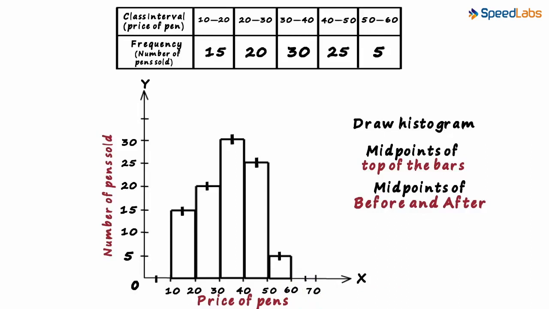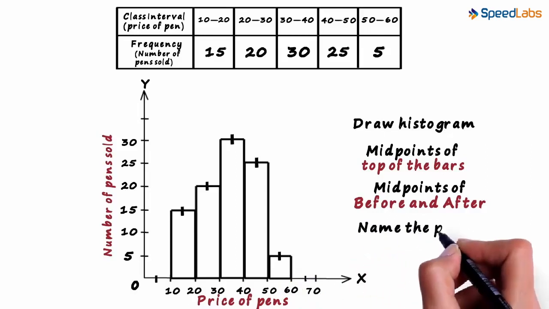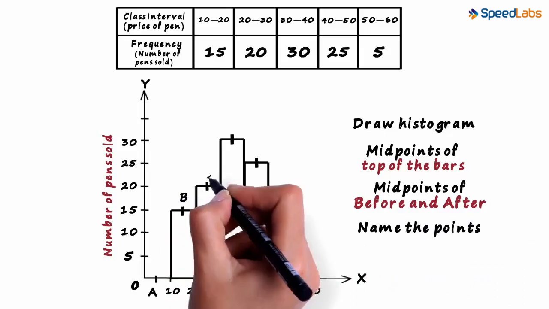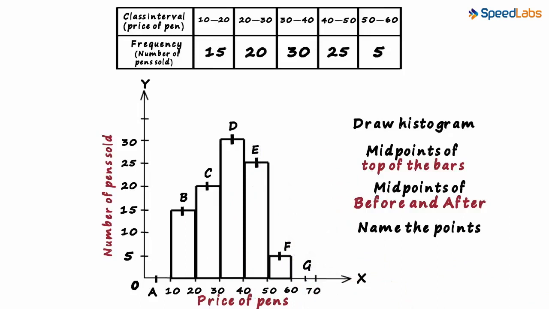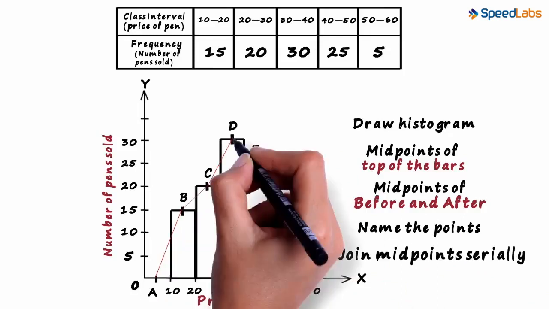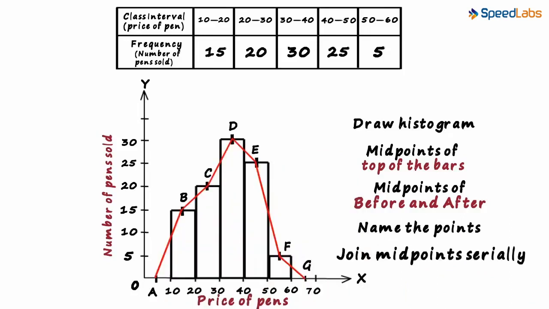We are almost done. Now we just name the points A, B, C, D, E, F and G. And then we join the midpoints serially to get the frequency polygon.